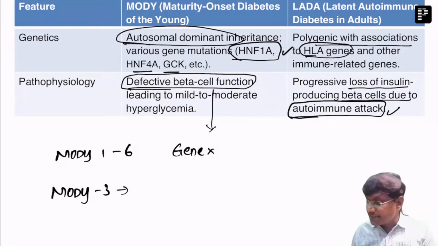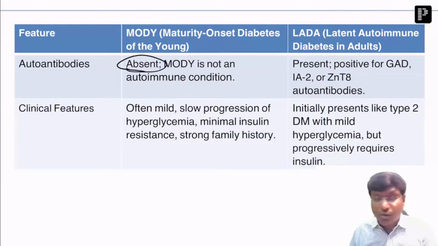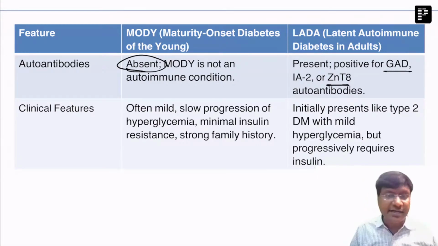Now, you take the presence of autoantibodies. Do you have autoantibodies in case of MODY? No, autoantibodies are present only in case of LADA, that is GAD antibodies, that is glutamic acid decarboxylase antibodies. Then islet cell antibodies, that is insulin antibodies, right, IA2. Then zinc transporter 8 autoantibodies. These are the autoantibodies: GAD, IA2, then zinc transporter 8 autoantibodies.